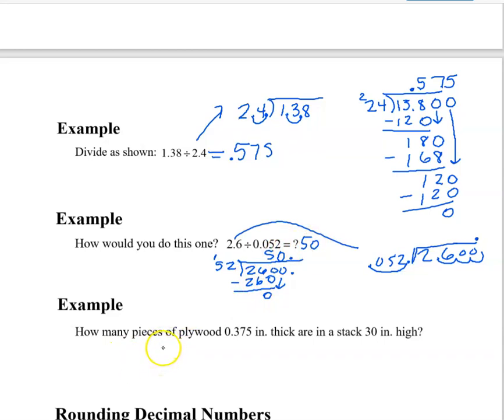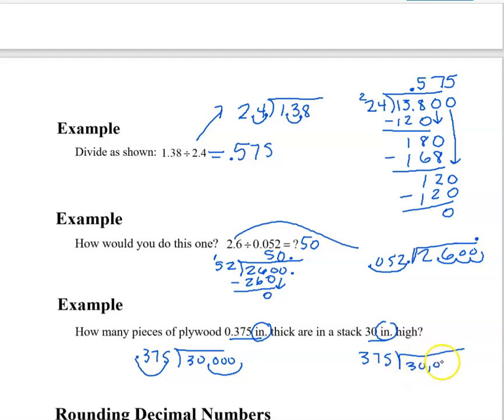Okay, here is a real world problem. It says, how many pieces of plywood that are this thick are in a stack 30 inches high? Well, we've got the same unit, so that's good. So what we're trying to do is do 0.375. How many times will it go into 30? We're going to have to move our decimal place 3 times, so I'm going to have to move my decimal place 3 times here too. So I would have, how many times will 375 go into 30,000? My decimal place would be right here.